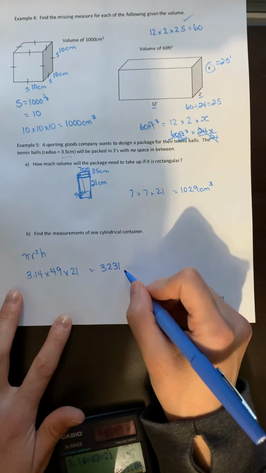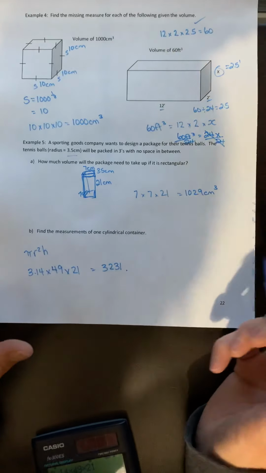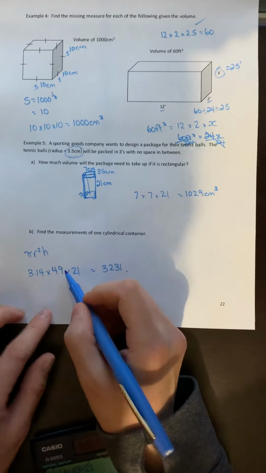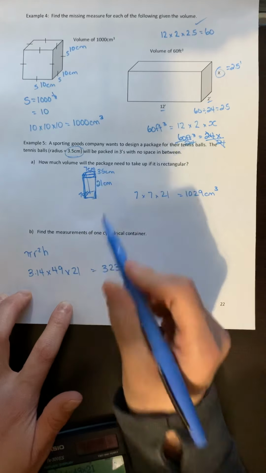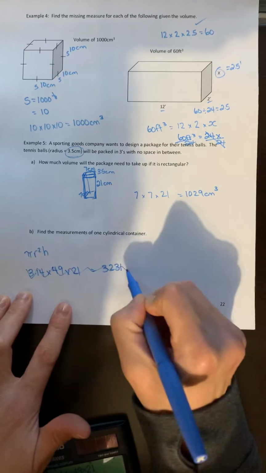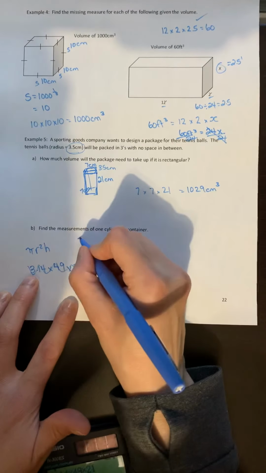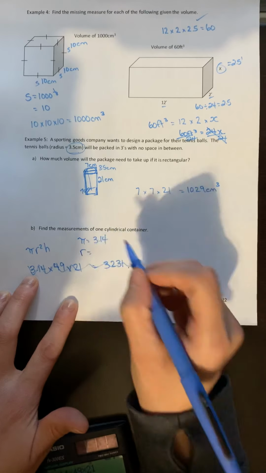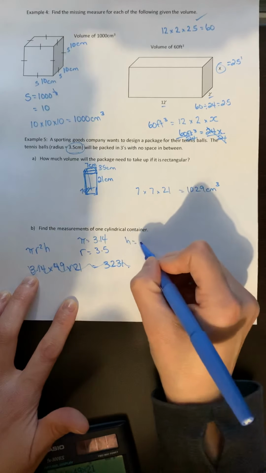3,231. Oh, sorry guys, look it, I made a mistake here, right? See how easy it is to make a mistake? The radius is 3.5 centimeters and I put in 7 centimeters because we use the diameter for the rectangle. So this is wrong. See, this is why it's super, super important to take your time. So pi is equal to 3.14. The radius is equal to 3.5. And the height is equal to 21.